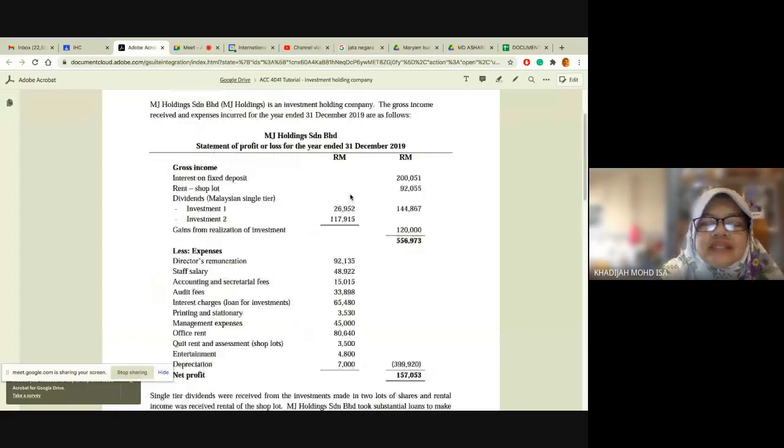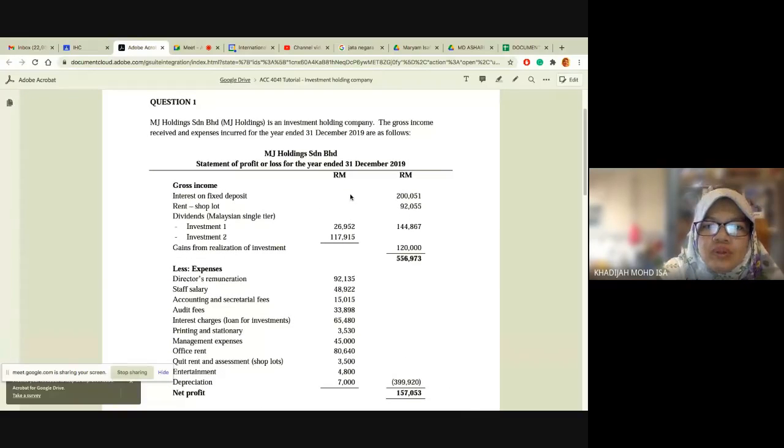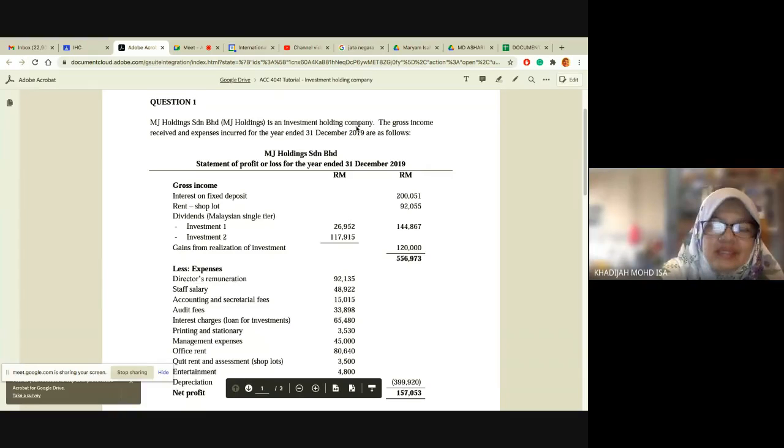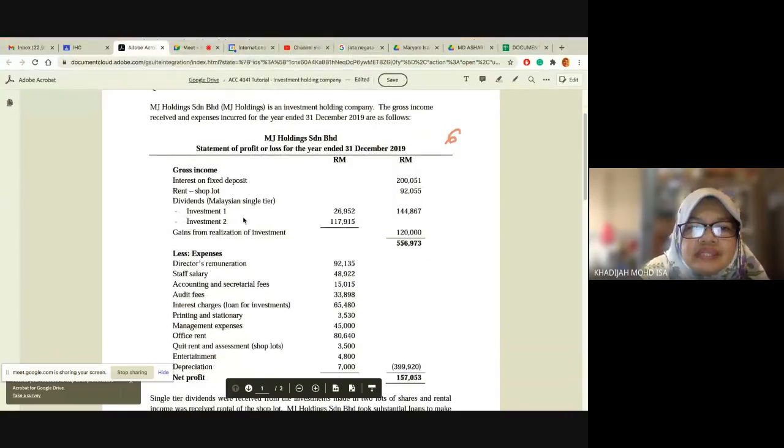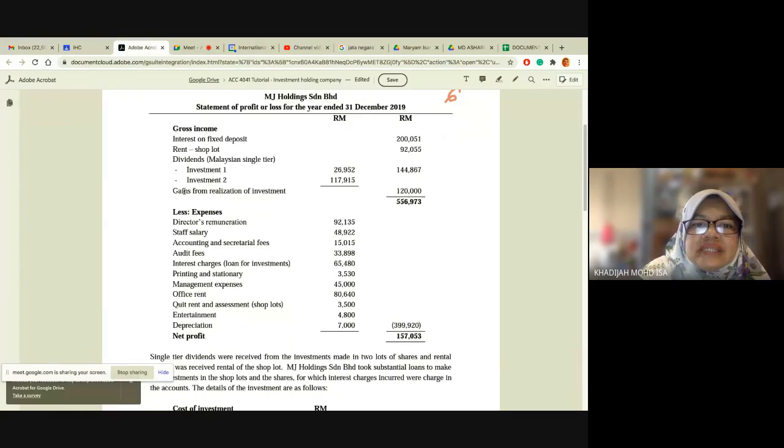Okay, we have one question here. In this case, is this an investment holding? Yes, because it says that it's an investment holding company, and it's a Sendirian Berhad. So you're going to apply section 60F. So your gross income comes from interest on fixed deposit, and then you have rental income from a shop lot. You have dividend income, investment 1 and investment 2 in Malaysia. So it's single tier, and then you have gains from realization of investment.